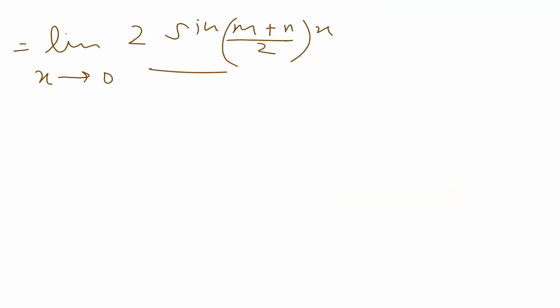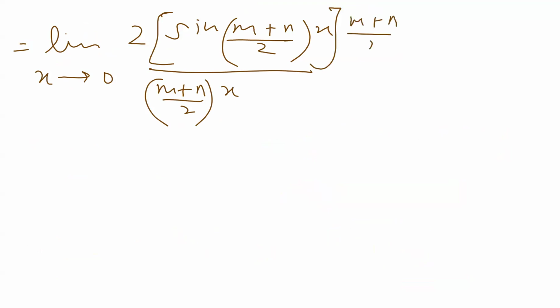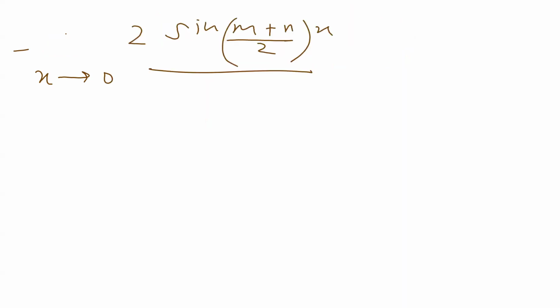So limit x approaching 0 of sine m plus n upon 2 x. Now there is x over here. Already there is one x. So m plus n upon 2. So this we multiplied. So on the top, again, I have to multiply so that it gets cancelled. You should not cancel it, but then it should be cancelable. I'll just write this once again.